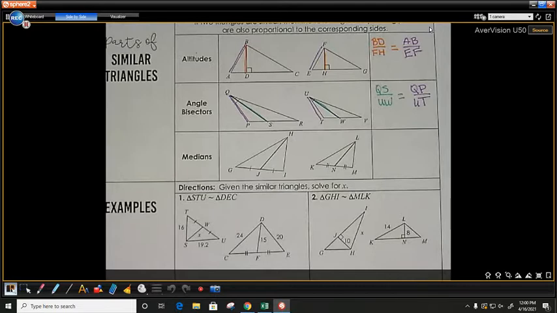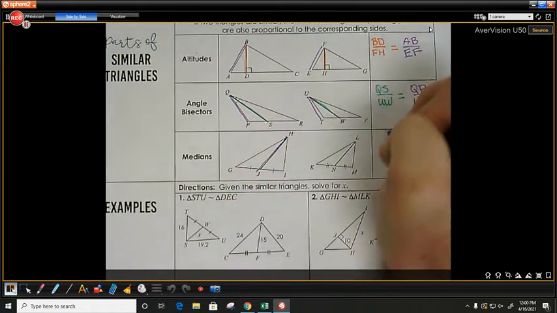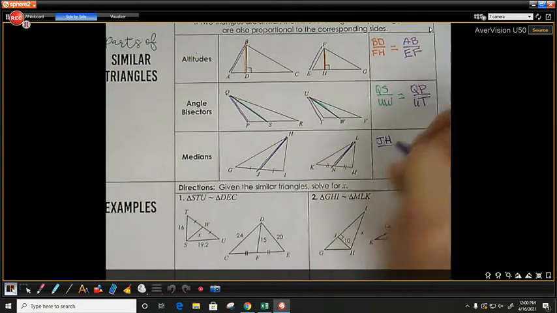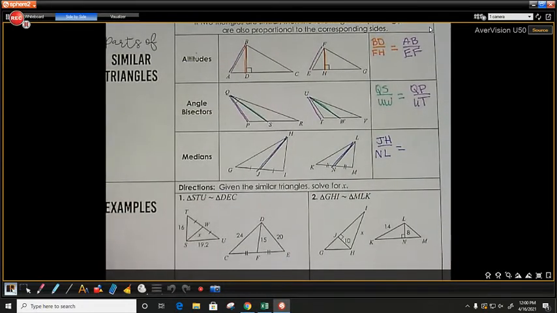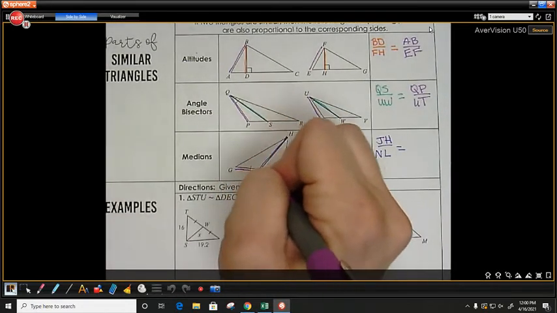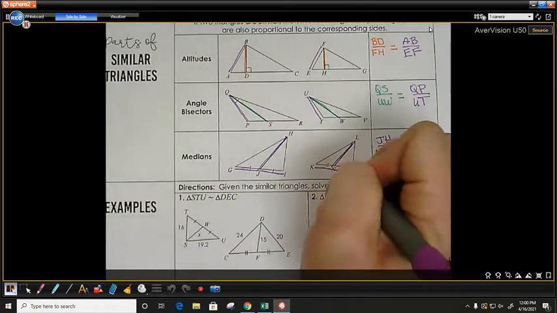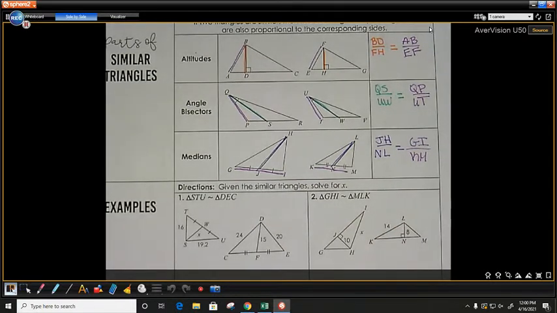Okay? And then the last one, our median. Let's say JH over NL is going to be equal to GI over KM. Okay, so why is this going to be useful? It's going to help us figure out different pieces of our triangle if it's not all labeled.